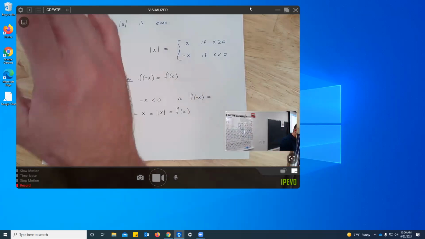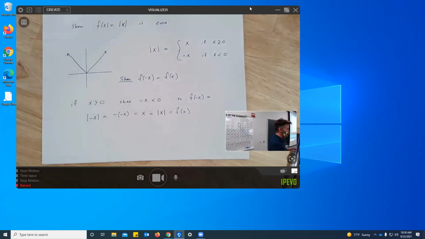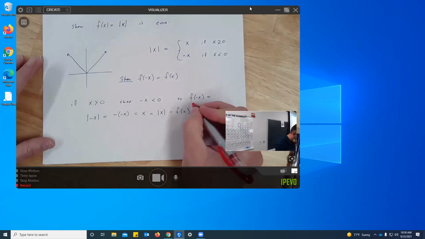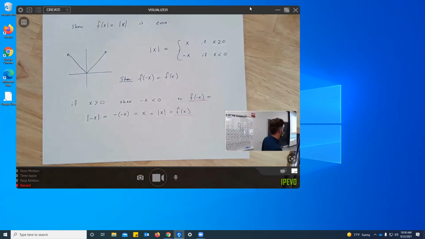Where's my red pen? I feel like it's a little bit double speak almost, like we're just saying kind of the same thing over and over again. But we got to what we wanted, that f of negative x is equal to f of x. But we haven't exhausted all the cases, right? We've only looked at when x is positive. We also have to look at when x is negative.